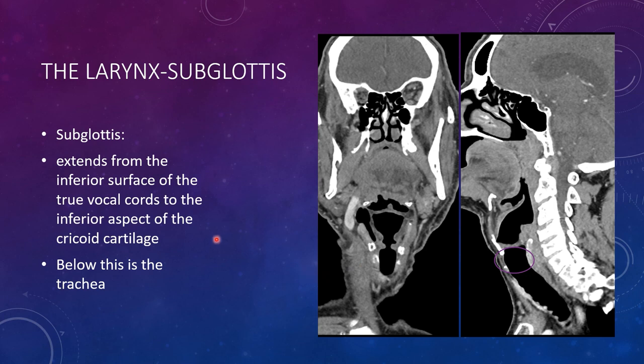The subglottic region is from the inferior surface of the vocal cords to the inferior aspect of the cricoid cartilage. Below this is the trachea. Usually this is not where you look for a primary lesion. You're looking for spread of a glottic cancer or a glottic lesion into the subglottic space because that upstages it. So this area under the inferior aspect of the true vocal cords to the bottom of the cricoid cartilage is the subglottic region. And that's it.